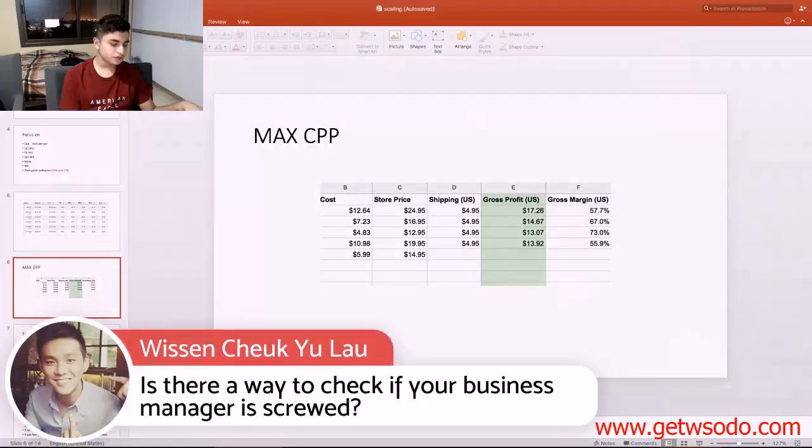Is there a way to check if your business manager is screwed? No way, except checking your CPM and CPC. You cannot know what your scoring is. Even the reps cannot tell you.